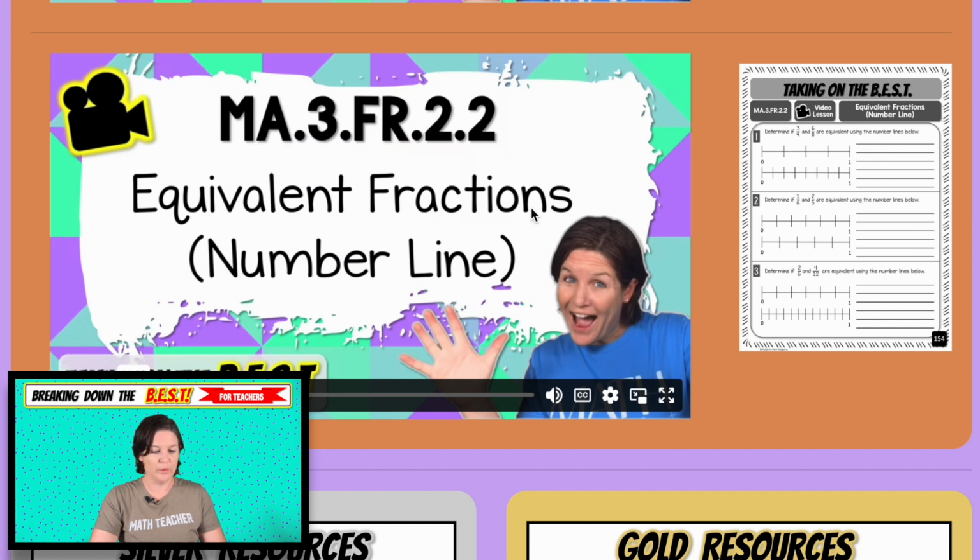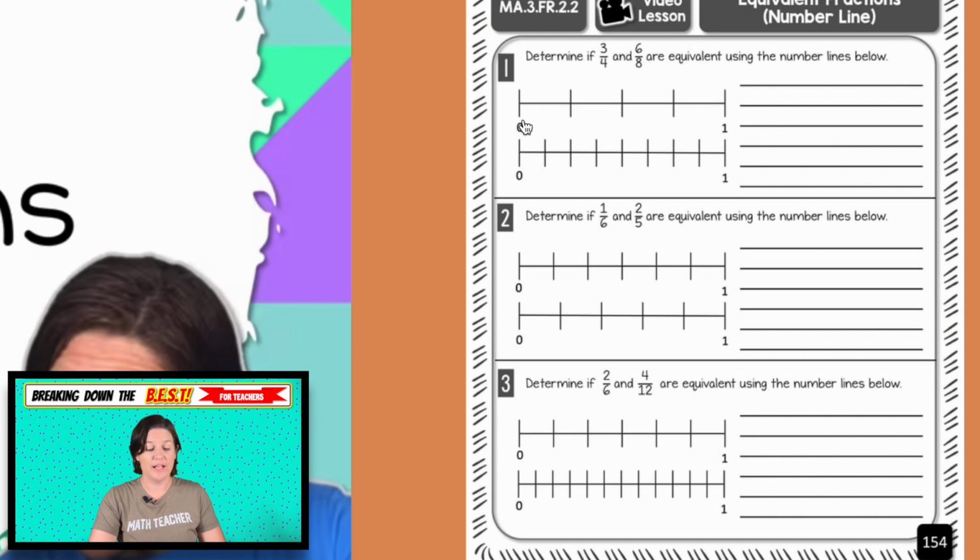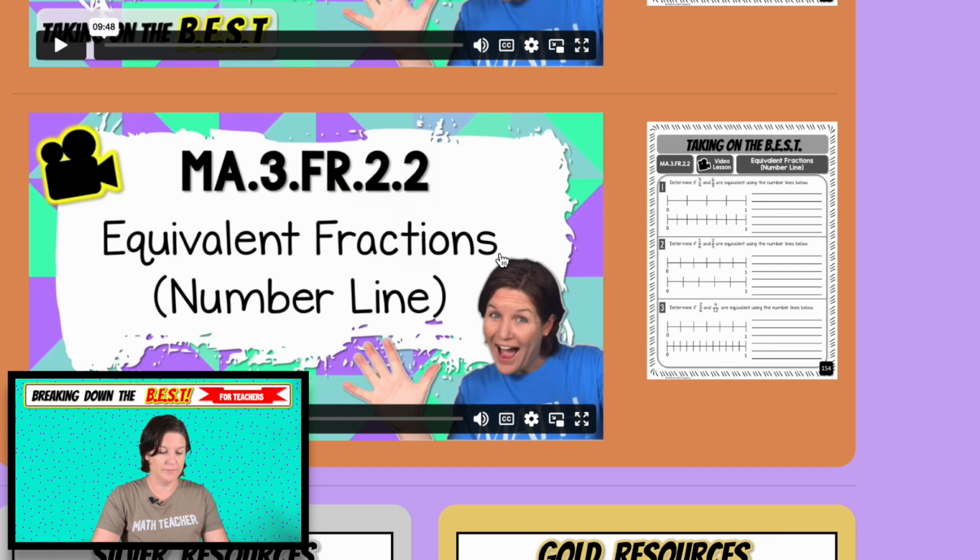Then we also have one equivalent fractions on the number line. Again, the fractions and the number line have been provided for the student, and you can see that they're all less than or equal to 1. Students all they have to do is plot the points on the number line and use that information to justify if those two fractions are equivalent.